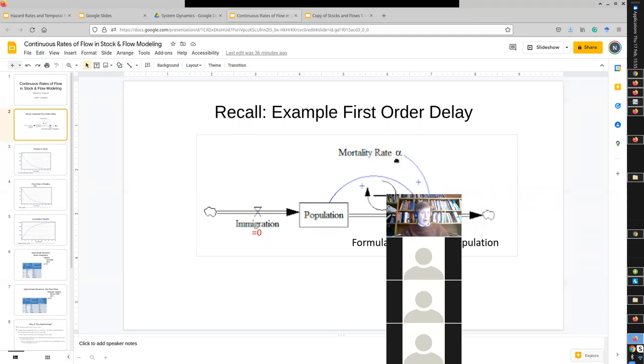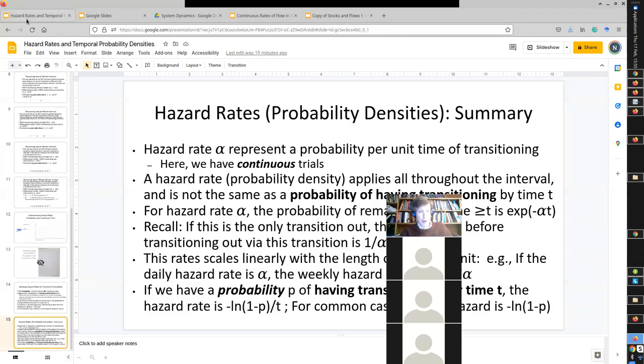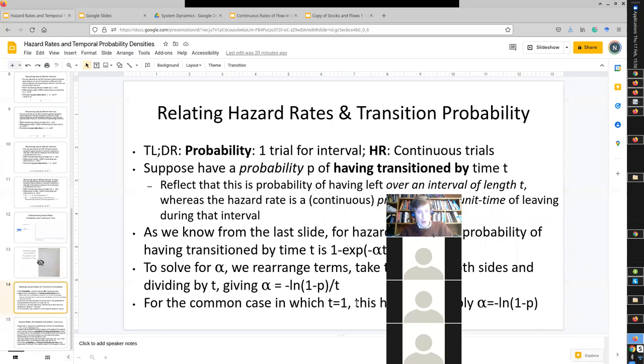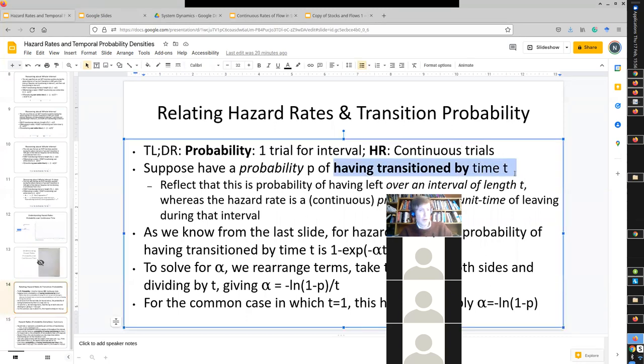Don't be scared because they're greater than one. It just means that you'll leave on average in less than one unit of that time. So be aware those things scale linearly, and that'll be key for answering the last question on that assignment. And this hazard rate is not a probability. We could talk about probabilities of having transitioned over the entire time, but that's not the same as the hazard rate itself.